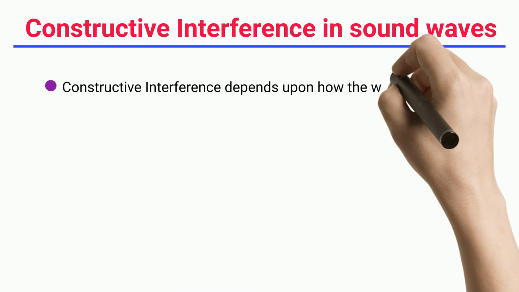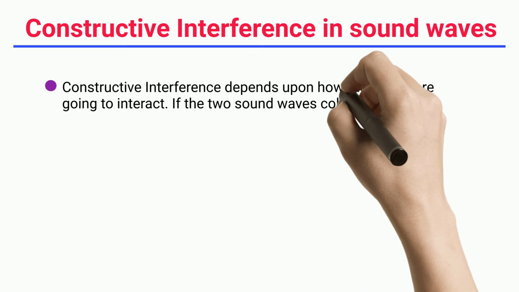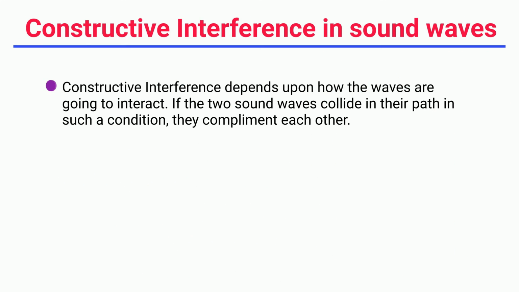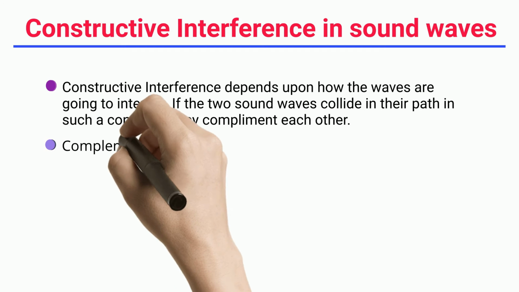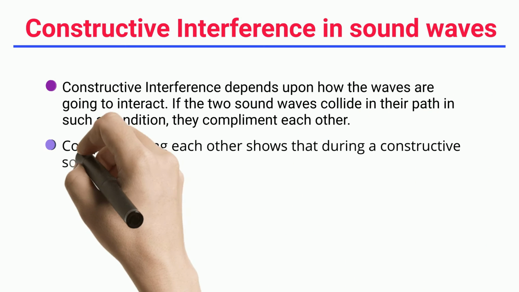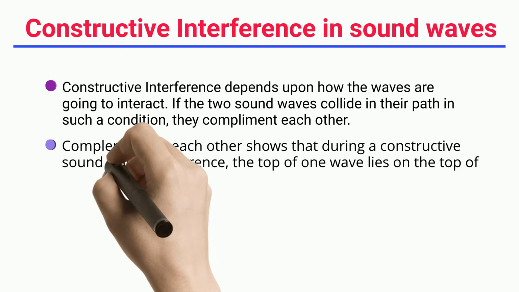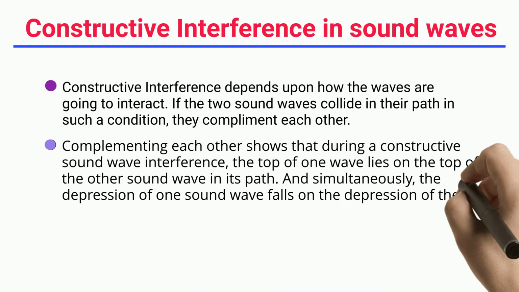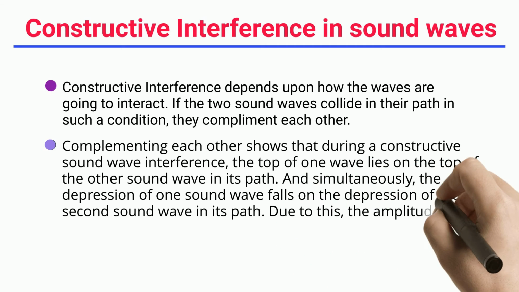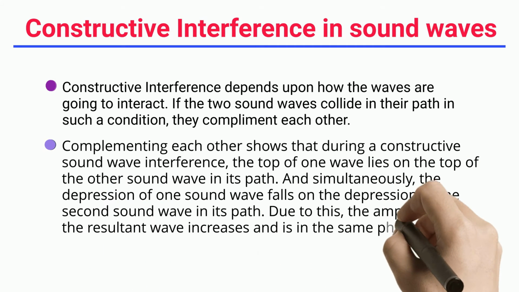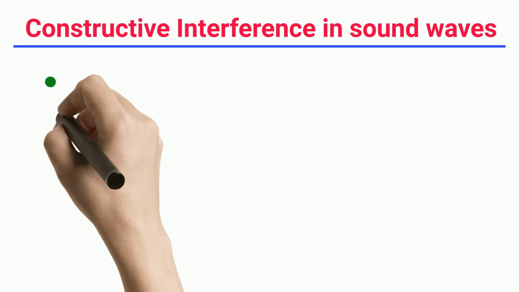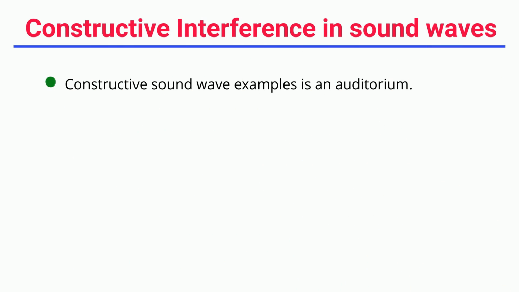Constructive interference in sound waves. Constructive interference depends upon how the waves are going to interact. If the two sound waves collide in their path in such a condition, they complement each other. Complementing each other means that during a constructive sound wave interference, the top of one wave lies on the top of the other sound wave in its path, and simultaneously, the depression of one sound wave falls on the depression of the second sound wave. Due to this, the amplitude of the resultant wave increases and is in the same phase. A constructive sound wave example is an auditorium.